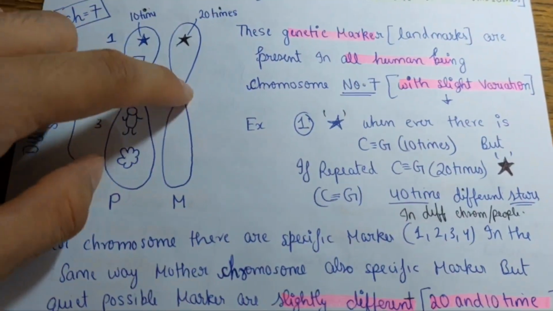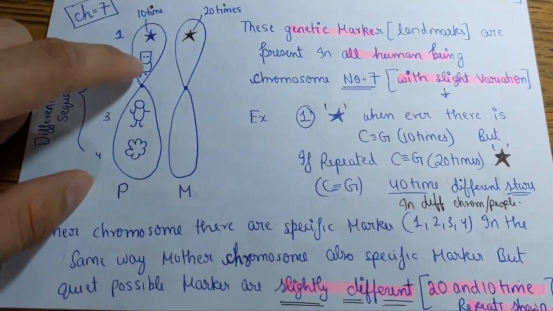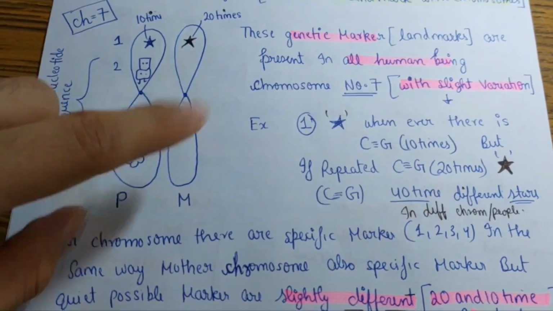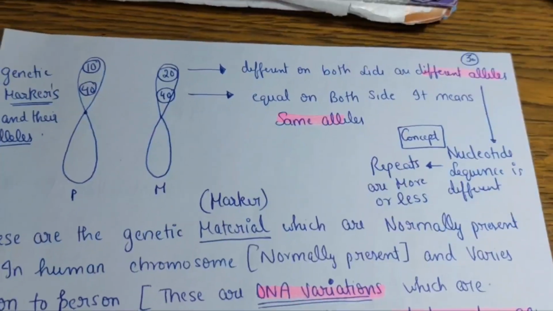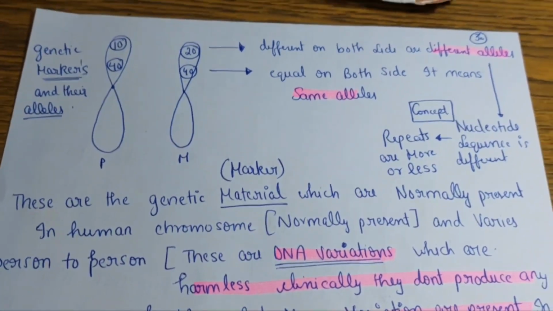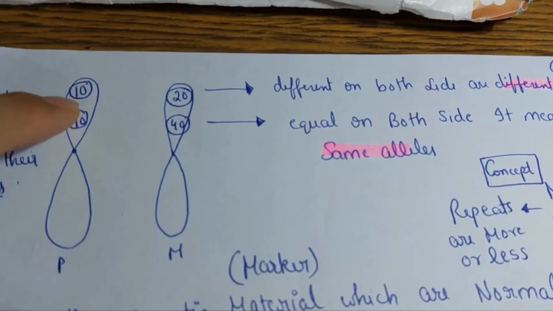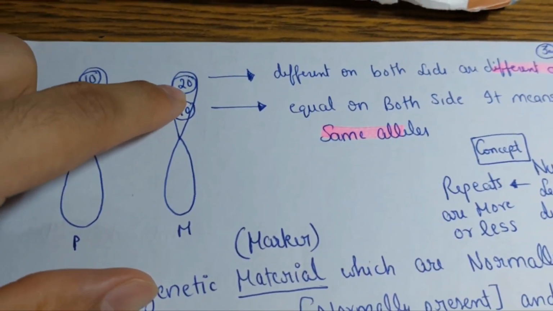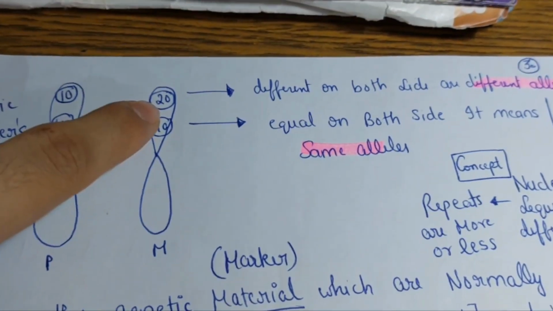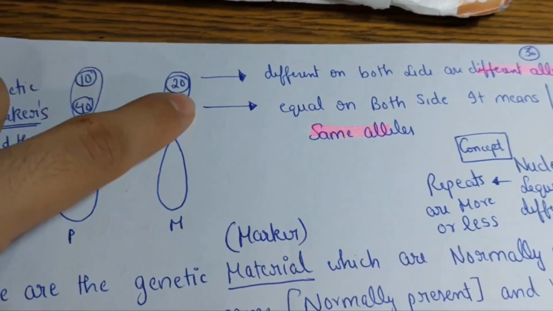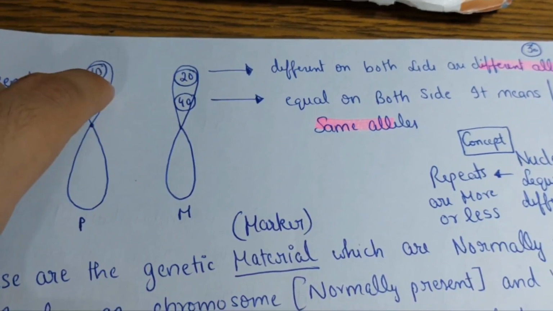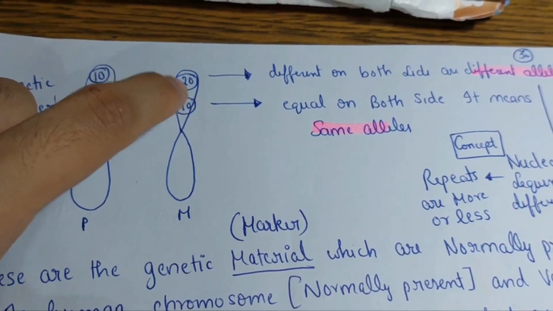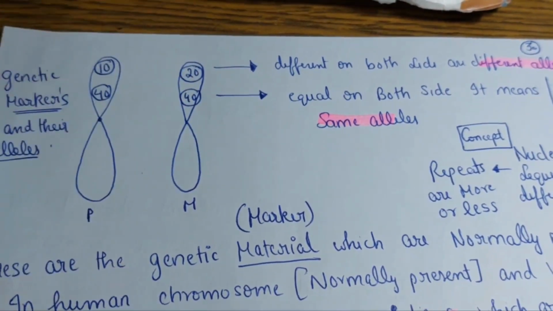For example, they will have different numbers of repeats. Here we had 10, here we had 20. For example, here we'll also have the same. That is the concept. So it is quite possible that if here we had a blue star, which is 10 repeats, and here we have the black star, which is 20 repeats, we will call them different alleles. They're alleles of each other, but they're different. Genetic markers can be different alleles.